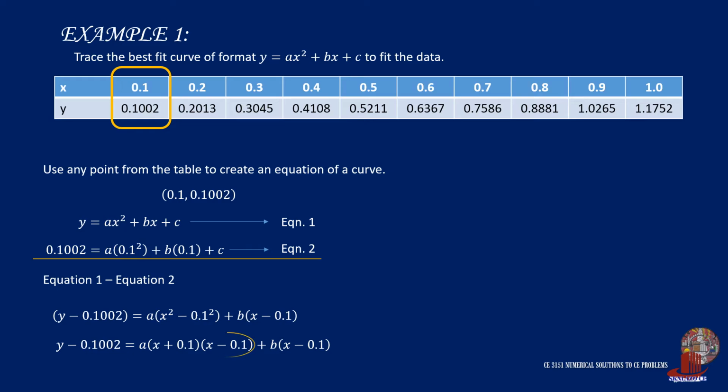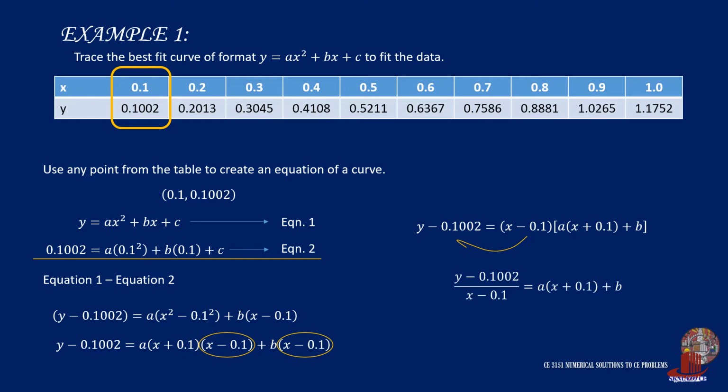And by this point, we can see a similar term on both ends. If we extract this term to simplify the right side of the equation, we can have y minus 0.1002 is equal to x minus 0.1 times the quantity a times x plus 0.1 plus b. If we transpose this term to the left side of the equation, we can then end up with y minus 0.1002 all over x minus 0.1 is equal to a times the quantity x plus 0.1 plus b.